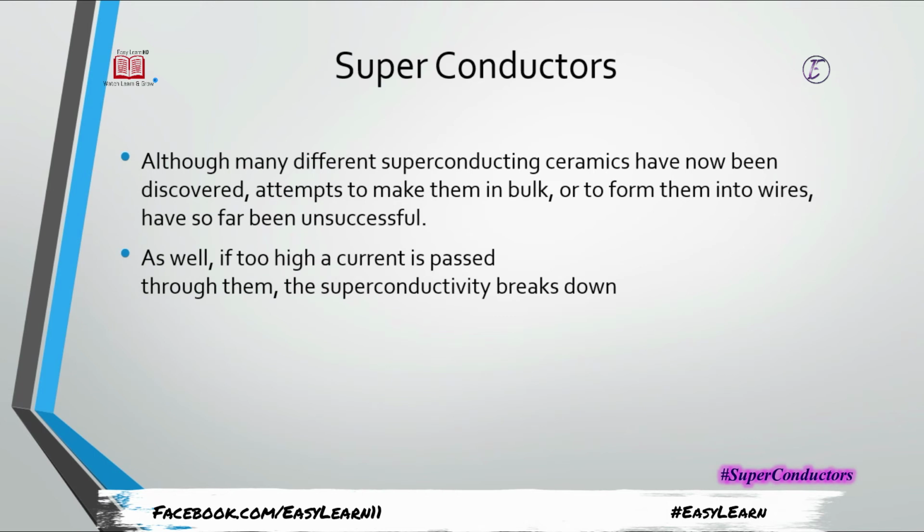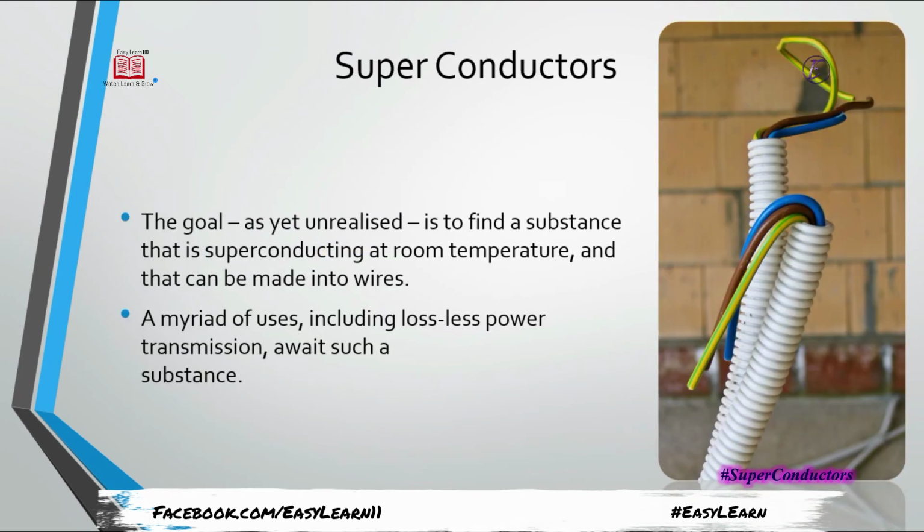There is another issue we are facing right now: if too high a current is passed through superconductors, they cannot bear it. The superconductivity breaks down, and this is also a big issue for superconductors these days. This is the goal and target of scientists, as I discussed in the previous slide: to find a substance that is superconducting at room temperature, so that we can use it in the form of wires, because wires operate at room temperature. Many electrical appliances like computers use wires inside, and they usually operate at room temperature. So this is the target.